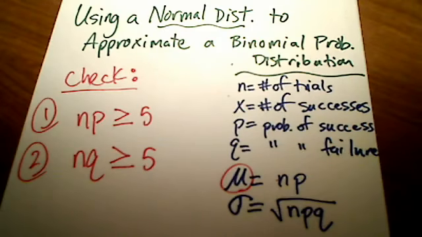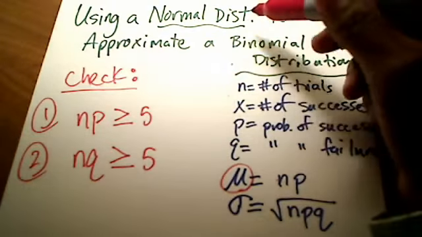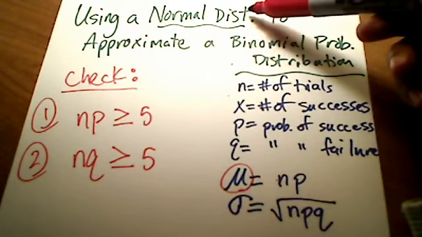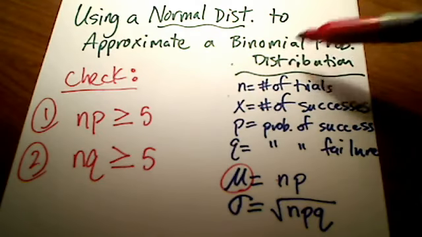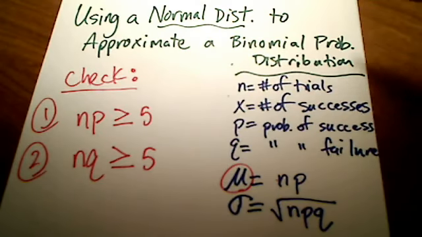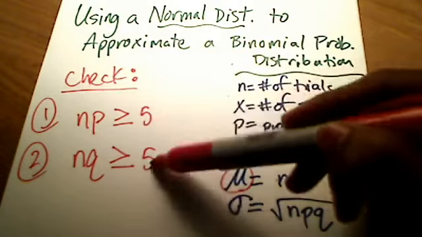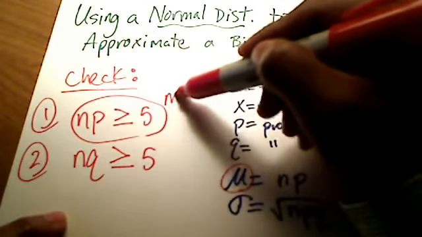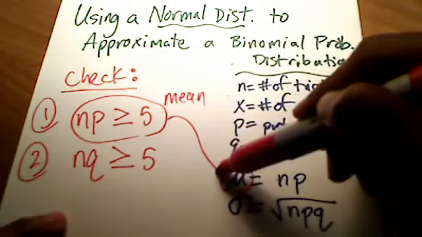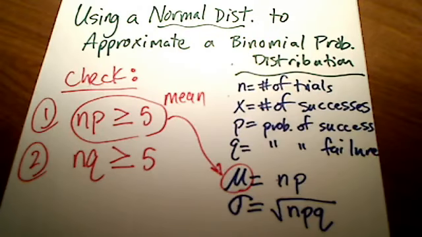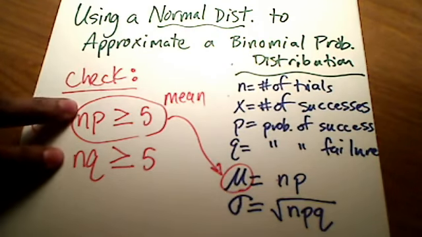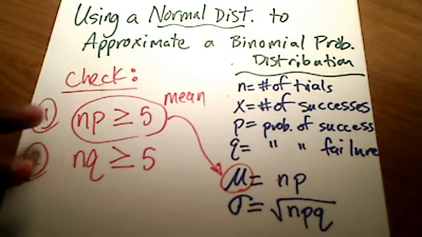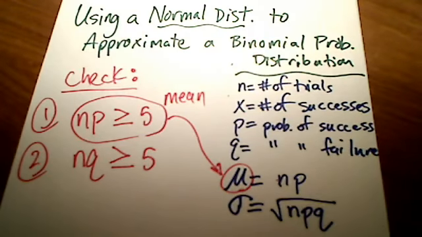Now, if either one of these two products is not true, right, it's not greater than or equal to 5, then we're going to stop right there and say we cannot do this, right? We cannot use the normal distribution to approximate binomial probability distributions. So both of these products must be true, and I hope you see that this is really just the mean, isn't it? Look at that, it's just the mean. Okay, so these two things have to be true for me to use the normal distribution.